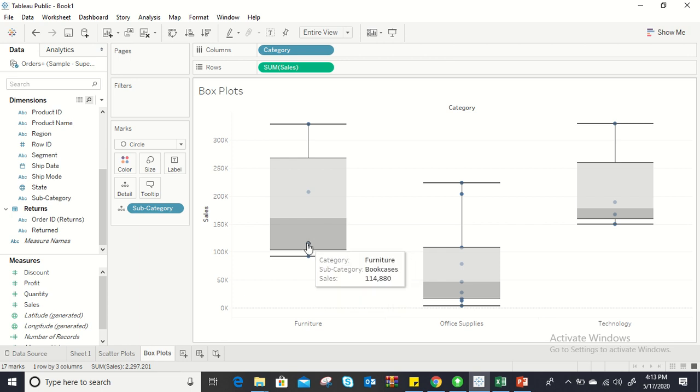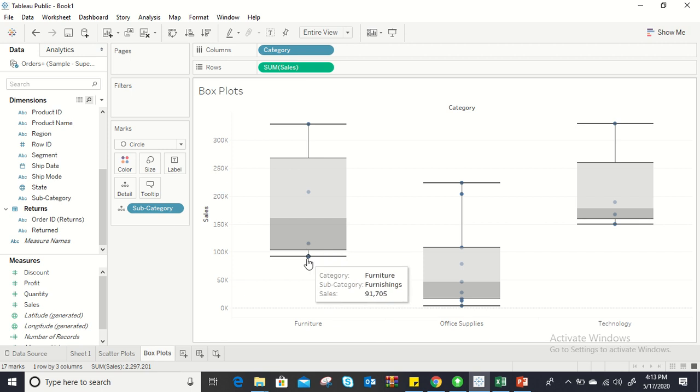So this particular point is below the median, which means that from a sales perspective, from the dollar amount you're generating from sales, bookcases are not selling that much. But when you look at tables, which come under furniture, that's selling a lot. It's about the median value. And when you look at chairs, it's also selling a lot. So chairs are selling the most. All right.